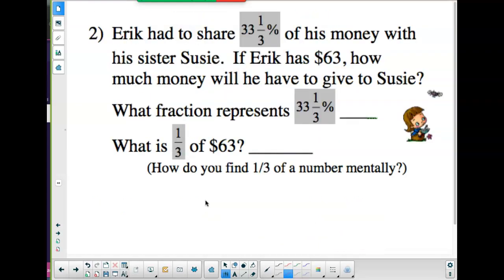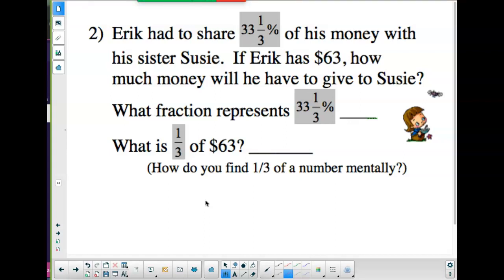All right, Eric had to share 33 1/3% of his money with his sister Susie. Do you ever have to share money with your siblings? Like split that between you and your brothers and sisters, or okay, not fair, right? You should just give it all to yourself. Agreed? Yes. Yeah, that's what I thought I'd say.